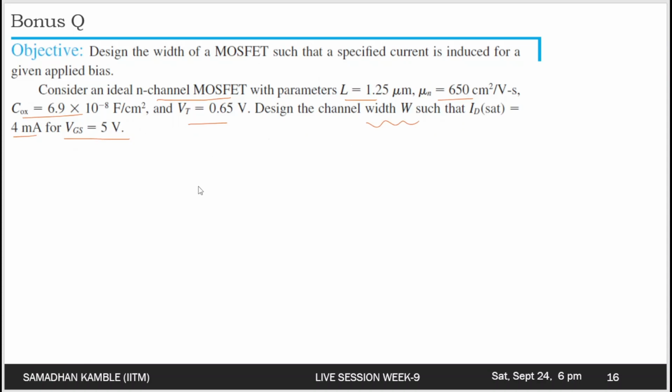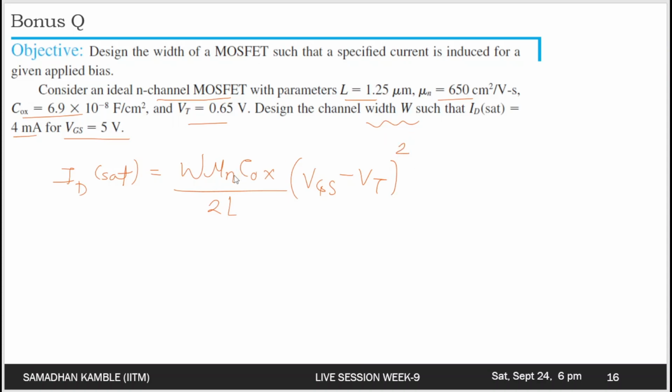So we know that for the transistor biased in the saturation region, we have the saturation current, that is ID saturation, as nothing but W, which is the width of the MOSFET, times the mobility times the oxide capacitance divided by 2 times the length of the MOSFET, length of the channel actually, times the difference of VGS minus VT squared.